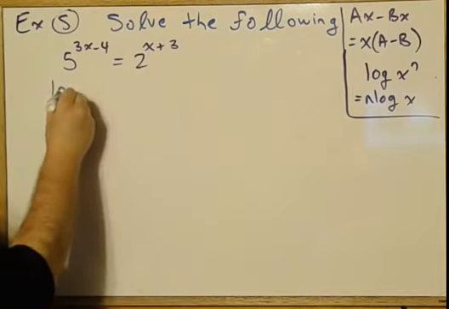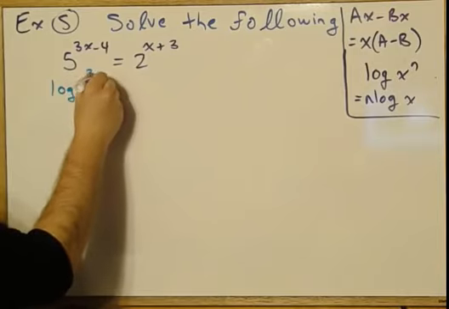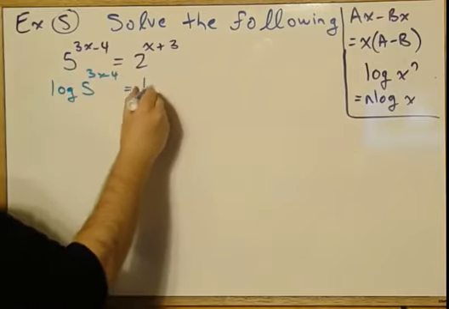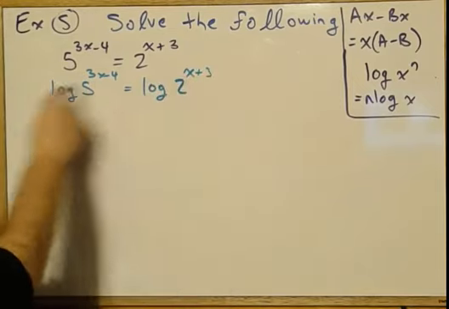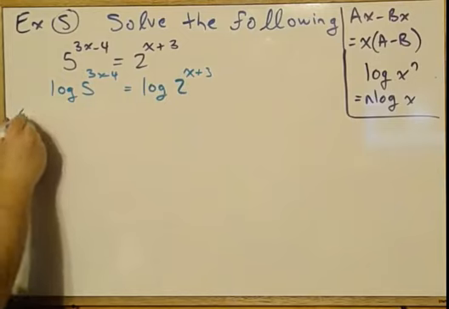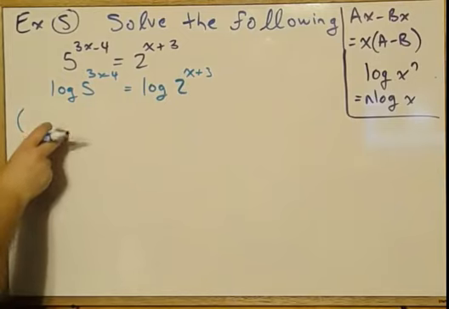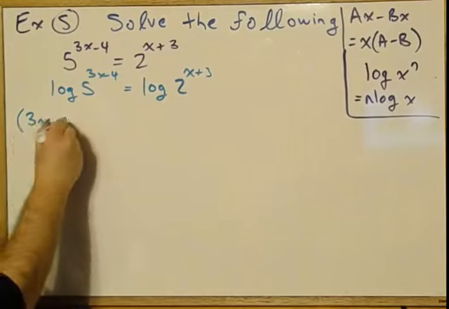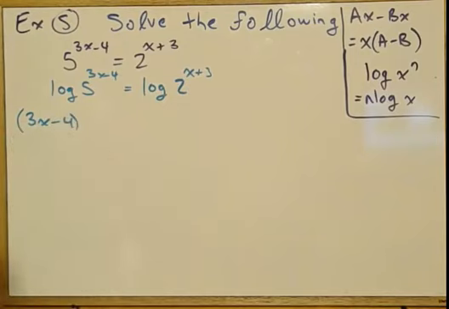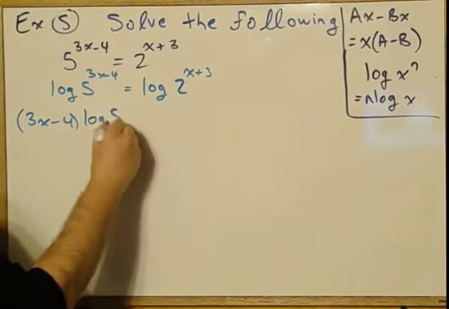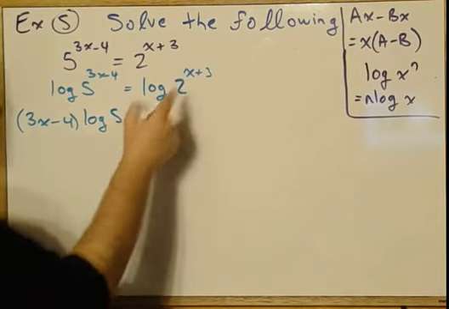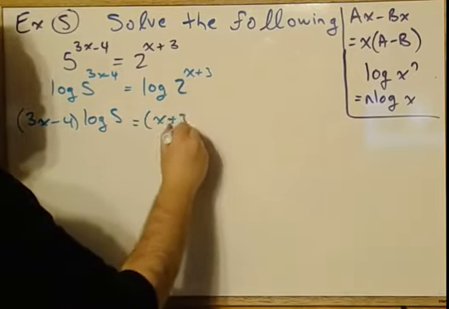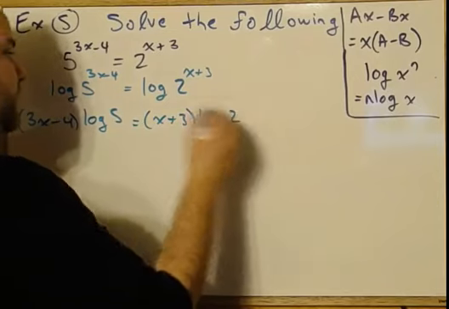So this will be log of 5 to the power of 3x minus 4 is equal to log of 2 to the power of x plus 3. Bring down the exponent in both cases in brackets. Note, the biggest mistake I see students make here is that they don't put this part in brackets and they end up having 3x minus 4 times log 5. But remember, the whole thing has to be in brackets. This will be equal to x plus 3 times the log of 2.